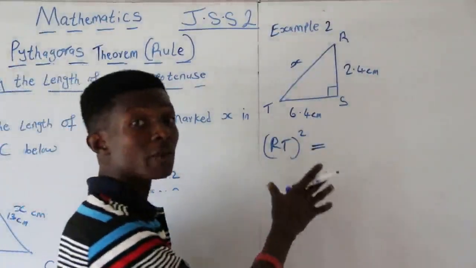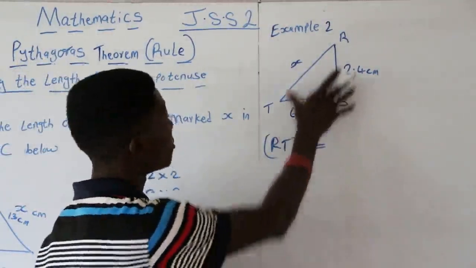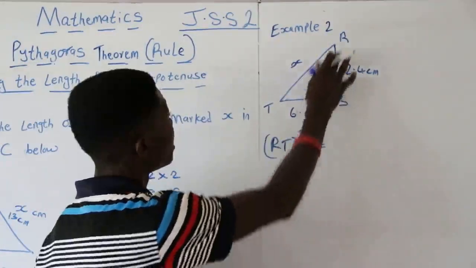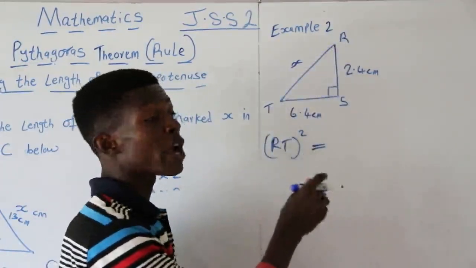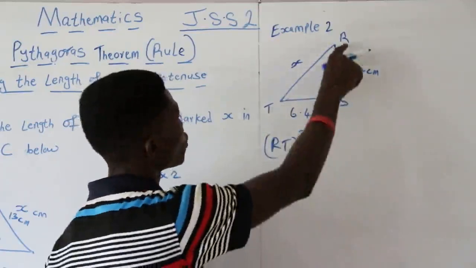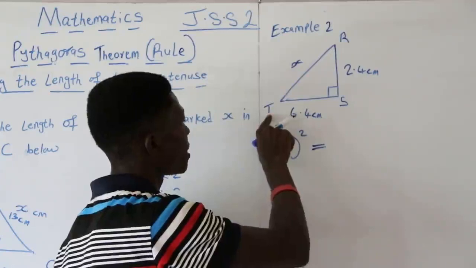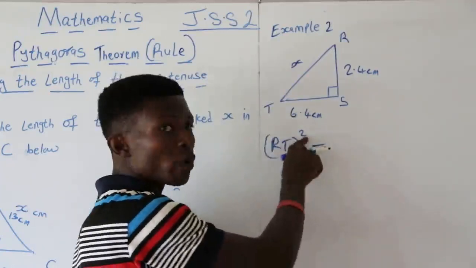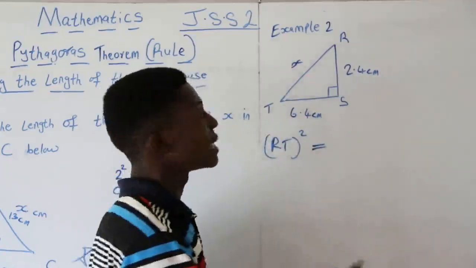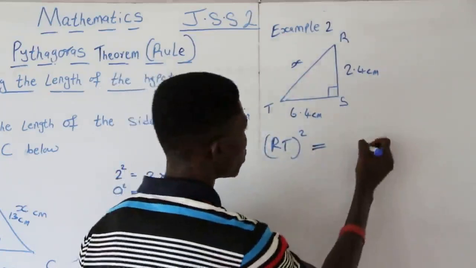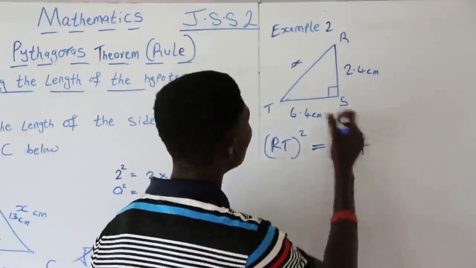We are bringing out the formula of the Pythagoras rule from this diagram. The longest side is the hypotenuse, and it states that the square of the hypotenuse, the line of hypotenuse is RT square, is equal to the sum of the squares of the two other sides.